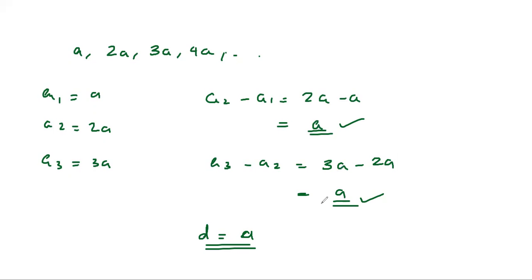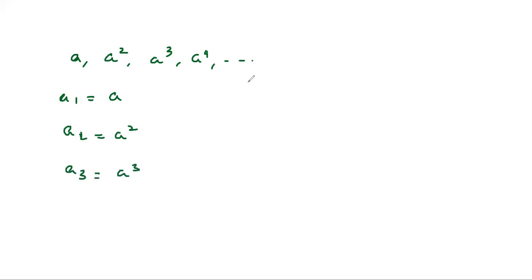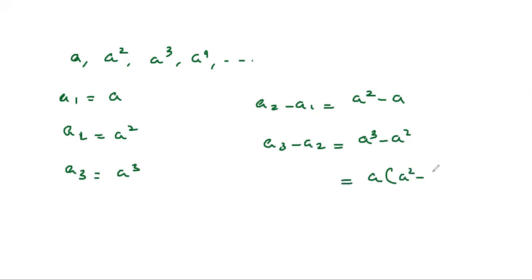So this is also an AP. Now here is the next question. The sequence is A square, A cube, A raised to 4, etc. In this case, the first term is A, second term is A square, and the third term is A cube. Now A2 minus A1 means A square minus A. Now A3 minus A2 means A cube minus A square. If you want, you can take an A outside and it will be A square minus A again.